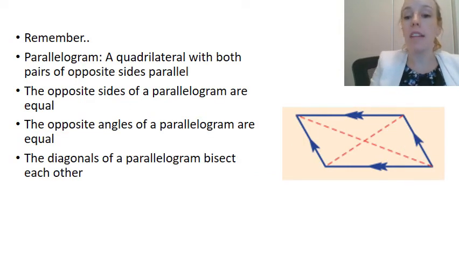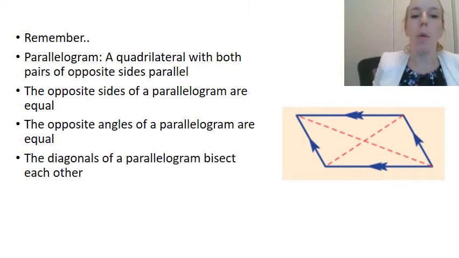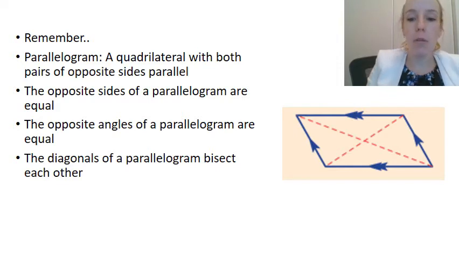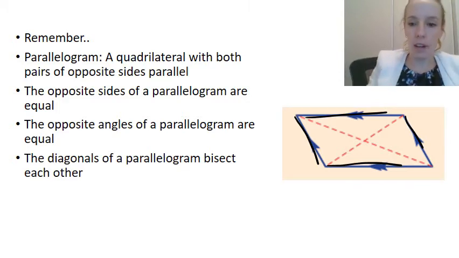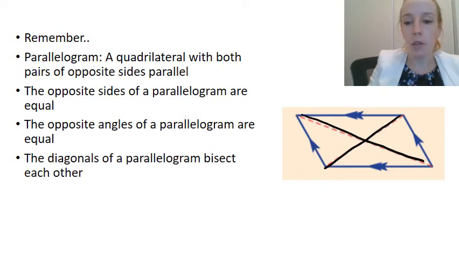A parallelogram, which we've got here, is a quadrilateral with both pairs of opposite sides being parallel. The opposite sides of the parallelogram are equal. So this side is equal to this side, and the opposite sides are also parallel to each other, and the diagonals of a parallelogram bisect each other. So again, the diagonals cut each other equally in half, so straight in the middle.